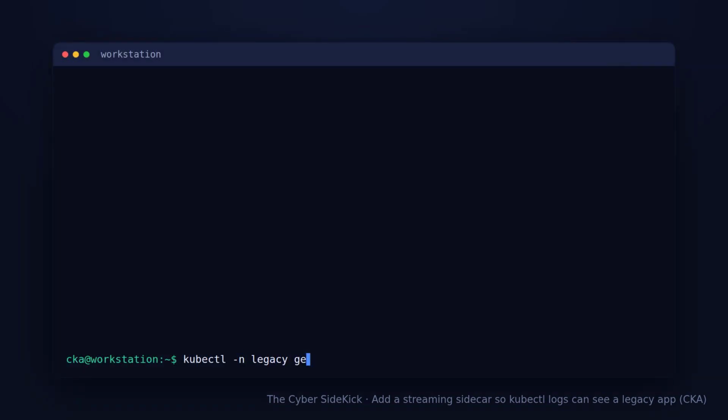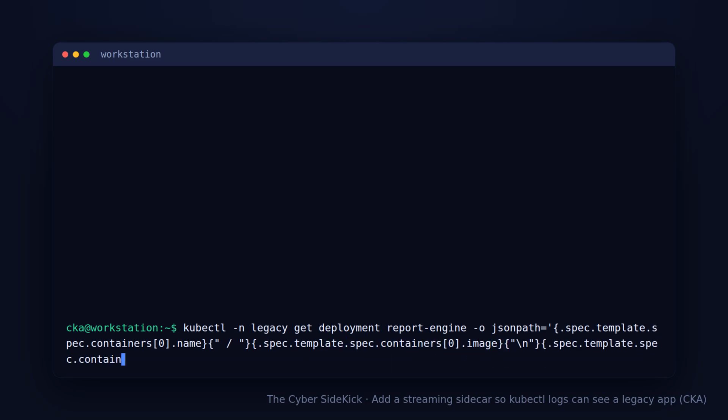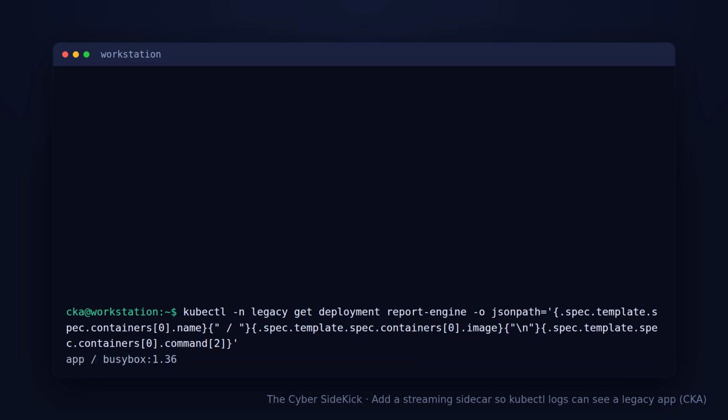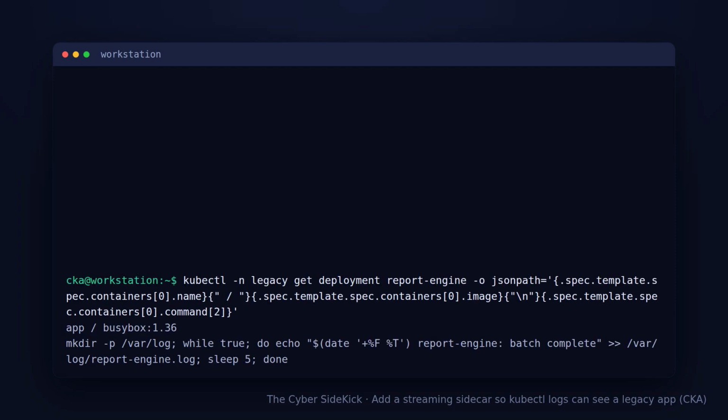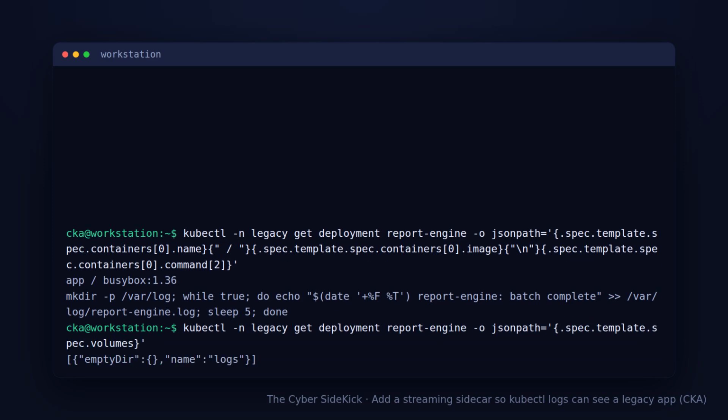Last check, and it is the one part that gets graded. Read the original container back. Same name, same image, same command it started with. The only thing that changed about it is the volumeMount it needed to share the file, which the task explicitly allows. And the volume itself is a plain emptyDir, created with the pod and thrown away with it, which is exactly right for a log relay. No persistent volume claim, no storage class, nothing to provision.